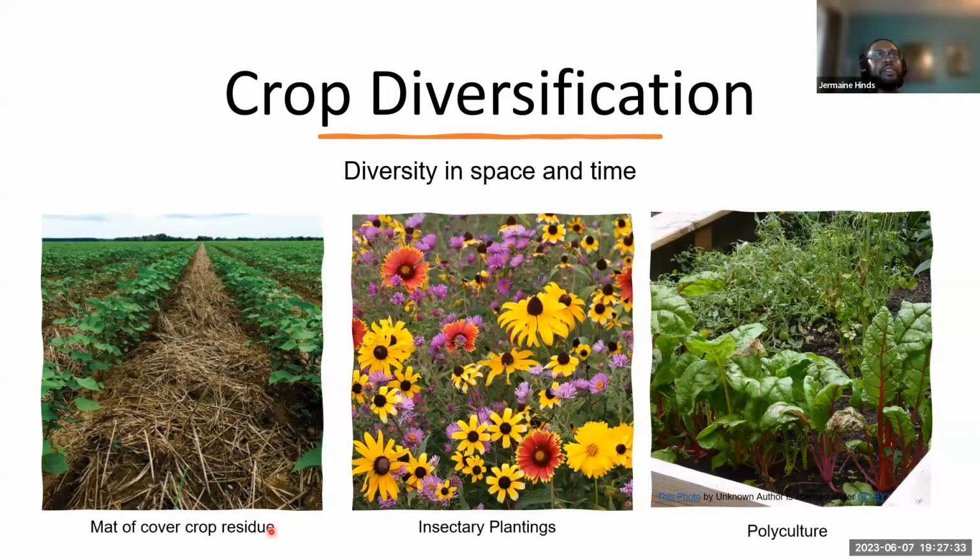Just to get into some very specific examples, one of the biggest, most popular examples of cultural control is crop diversification. That just means diversity of plants in space and time. So you don't only want different species of flowering plants next to each other, you want them available over the course of the season, because different beneficial insects and different organisms are available over the course of the season. These are a few different examples of crop diversification. This first one, you most likely see on a farm or urban farm. So you might see a mat of cover crop residue. So a lot of beneficial insects.